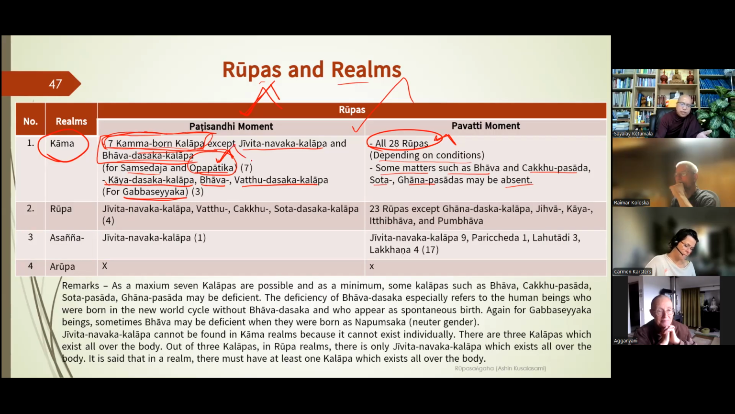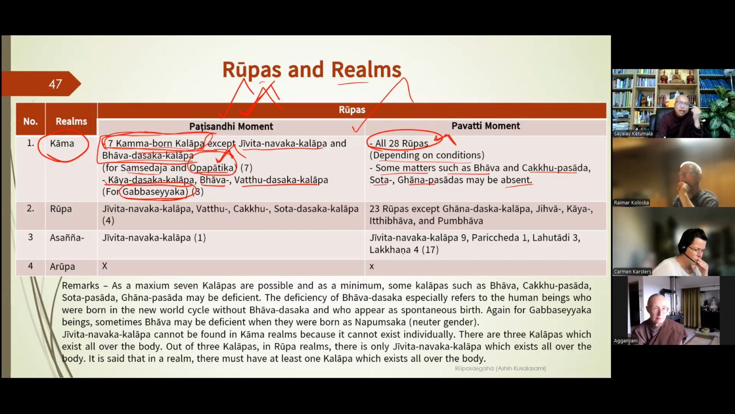For the Opapatika, they were born as grown-up beings. So without the eye, ear, nose and other sense faculties, we cannot say it is a grown-up person. For the Gabbhaseyyaka, when we arrive at the mother's womb, at the first moment, the Patisandhi moment, it is only one extremely short moment.